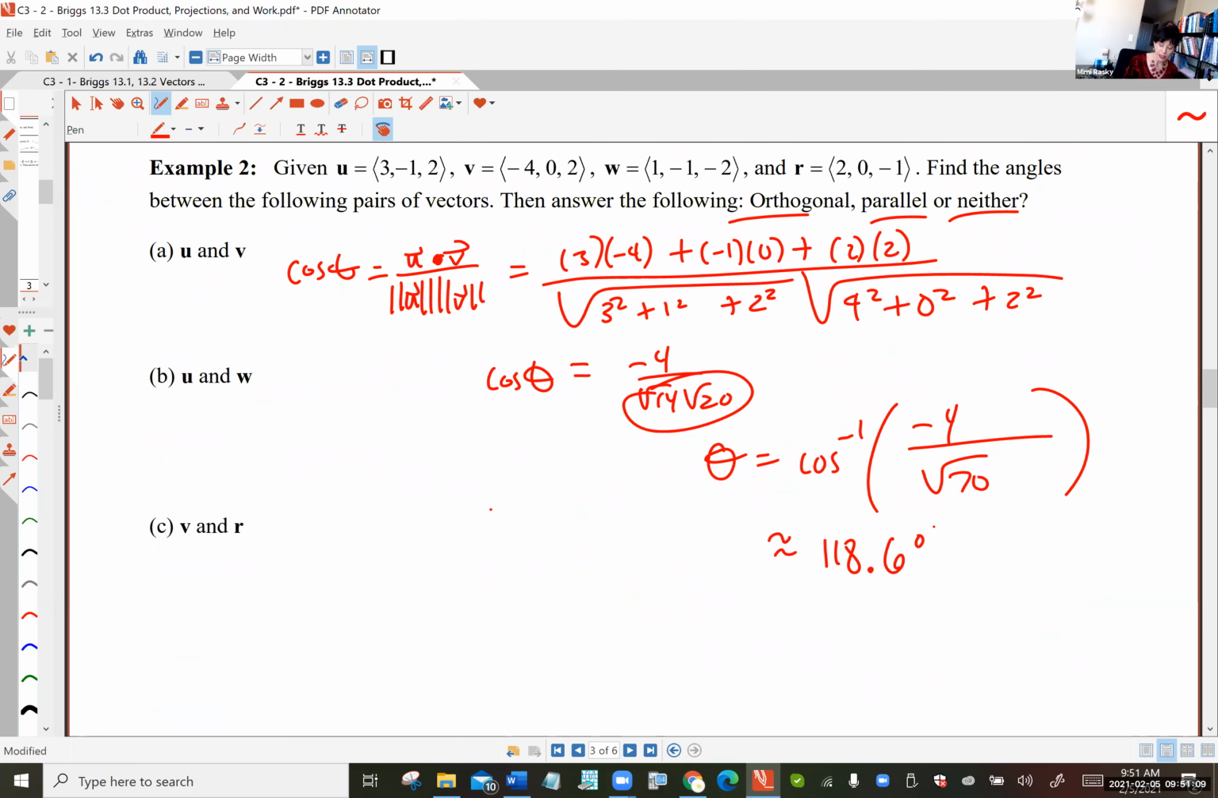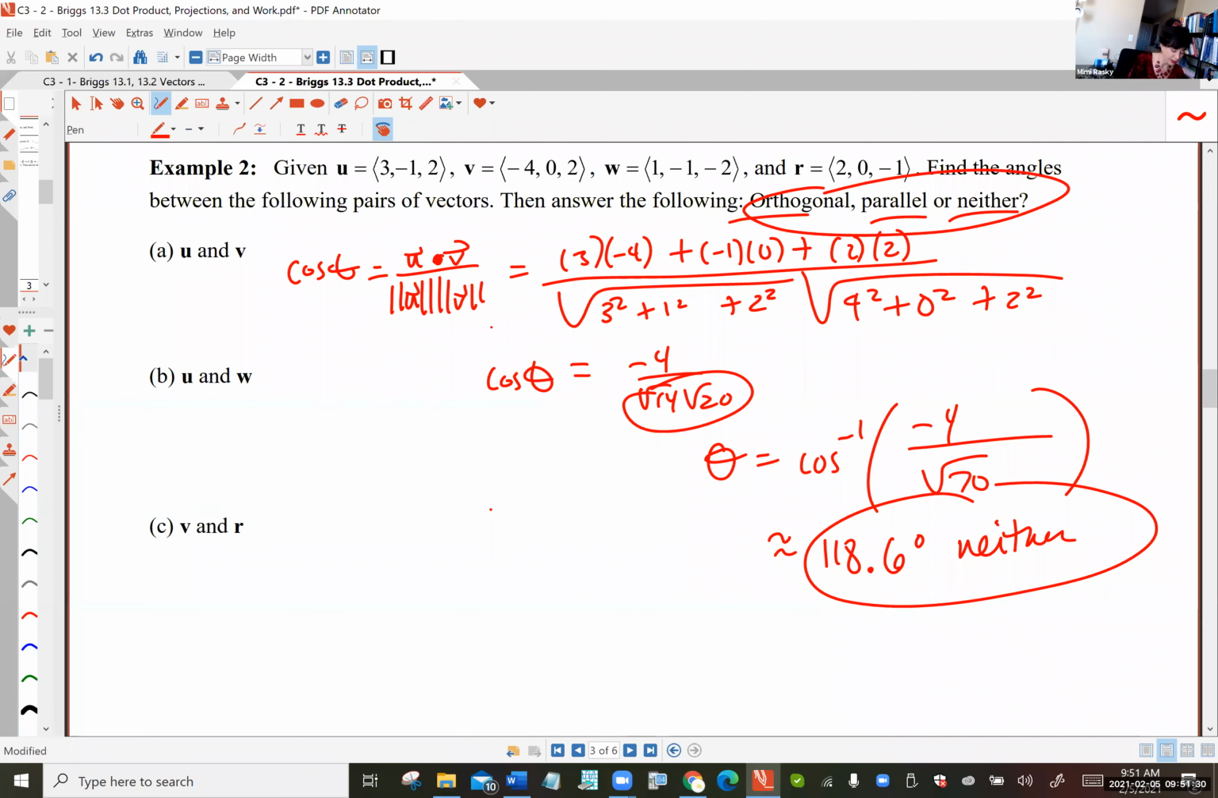Now, does that mean the 2 vectors are orthogonal, parallel, or neither? Parallel will mean they're either pointing in the same direction, the angle would be 0, or they're pointing in the opposite direction, 180. Since this isn't 90, and it's not 0 or 180, these 2 vectors are none of these possibilities.